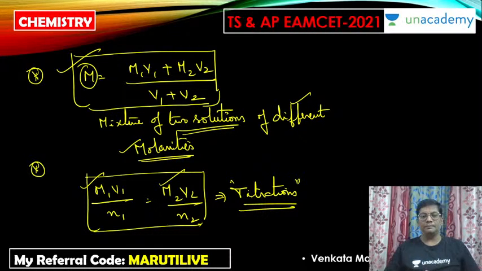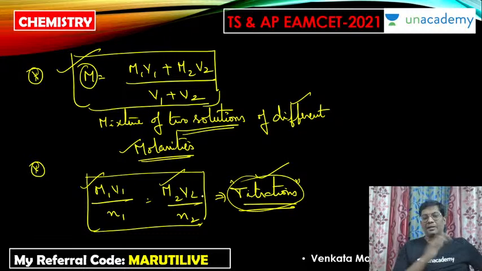M1V1 by N1 is equal to M2V2 by N2. That's all. This formula can be used only in the titration method, when we are mixing two different concentrated solutions.